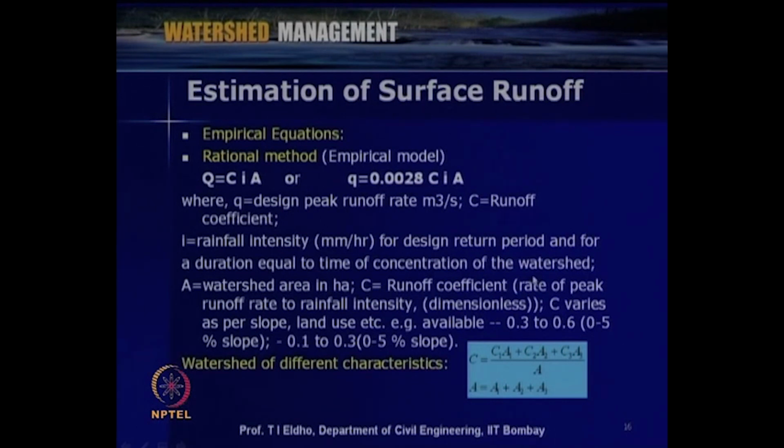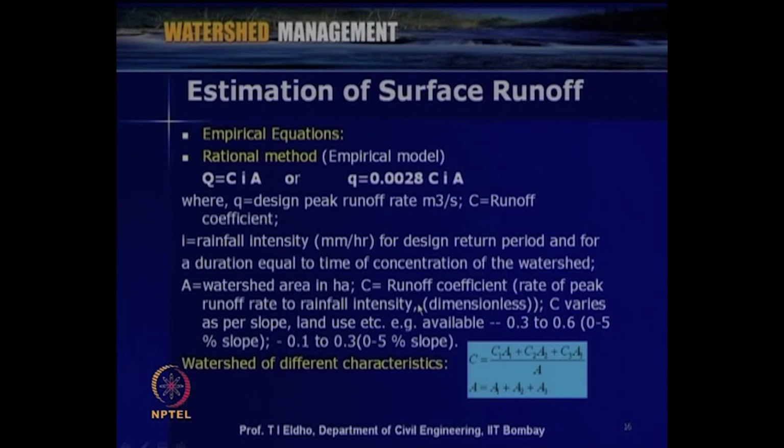C is the runoff coefficient, as I mentioned, which shows the ratio of peak runoff rate to rainfall intensity. This is a dimensionless parameter. C varies as per slope, land use, etc. For example, values can vary from 0.3 to 0.6, and if the slope is varying from 0 to 5%, then 0.1 to 0.3. Like that, it depends upon the land use of the particular watershed area.